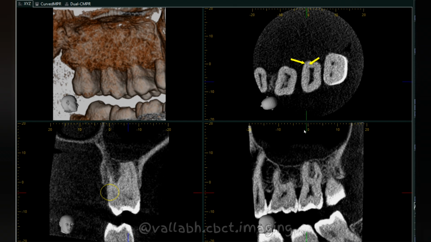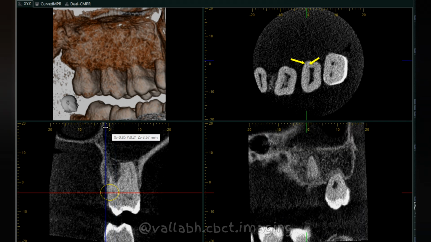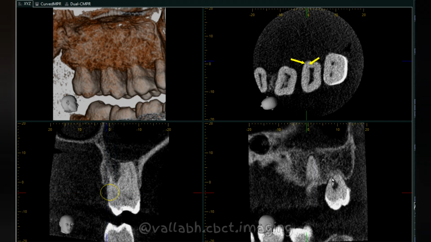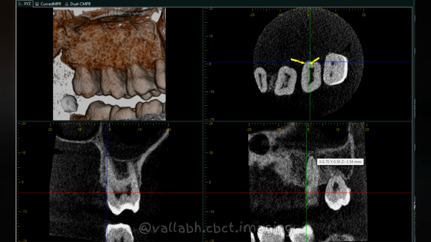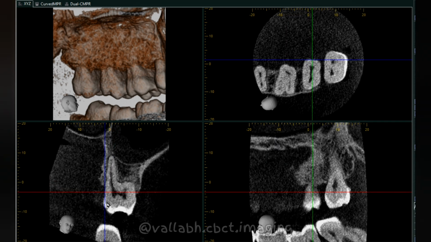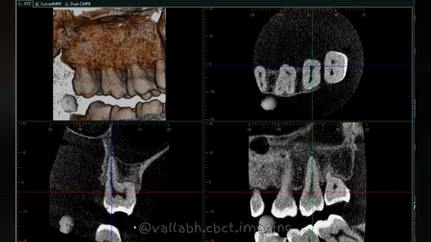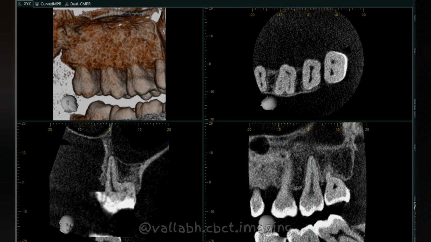So this was all about micro crack lines. PDL widening is also seen in the palatal root. So this is the palatal root. We'll arrange the palatal root along the long axis of the tooth. You can check this, palatal root along the long axis. The palatal cusp needs clinical evaluation over here.